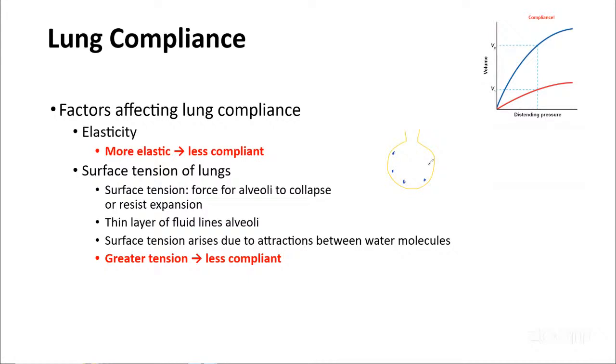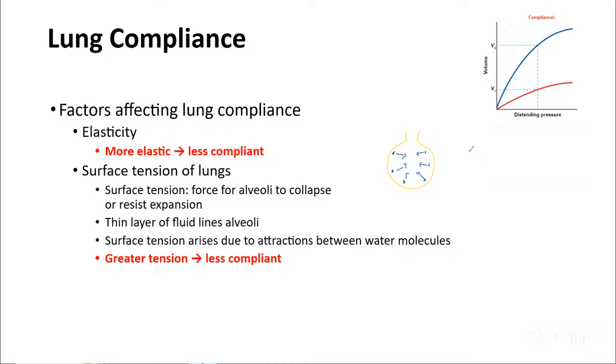And they're all pulling together, right? They want to become just one big blob, one big droplet, right? So essentially they end up all pulling towards the middle, right? So this is why surface tension is a force that resists expansion, because these water droplets are all pulling towards each other, all pulling towards the middle of the alveolus.